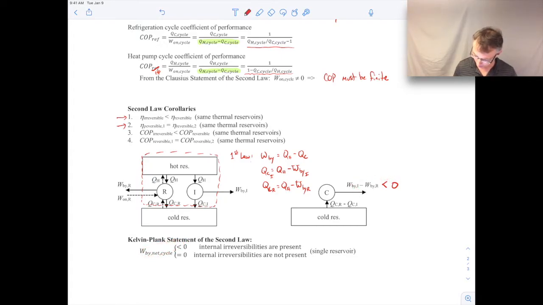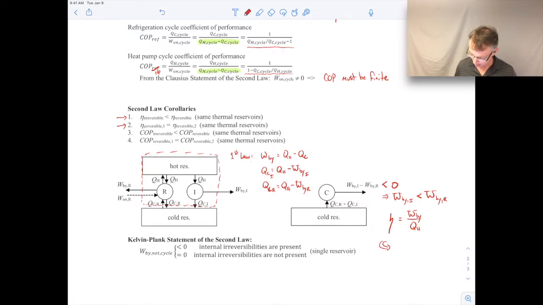And if that's true, then the work we get out of the irreversible cycle must be less than the work we're getting out of the reversible cycle. So the irreversible cycle gives us less work. And remember that the thermal efficiency is the work we get out divided by the QH that we put into it. Well, remember the QHs are the same for the reversible and irreversible cycles because we chose them to be that way. So the QH is the same, but the irreversible work is less.